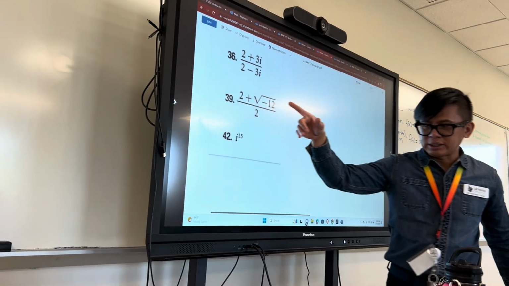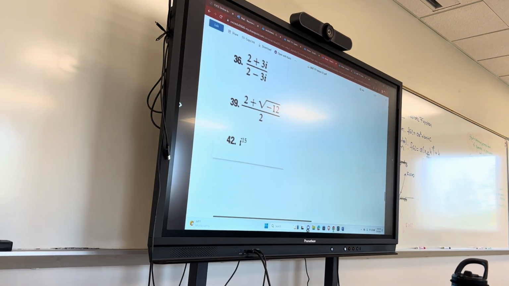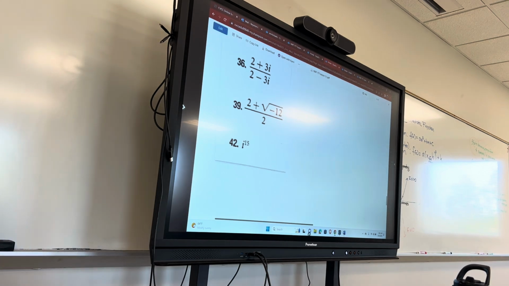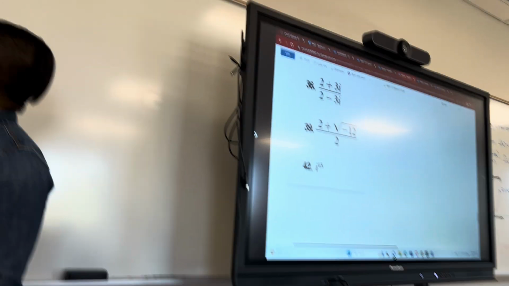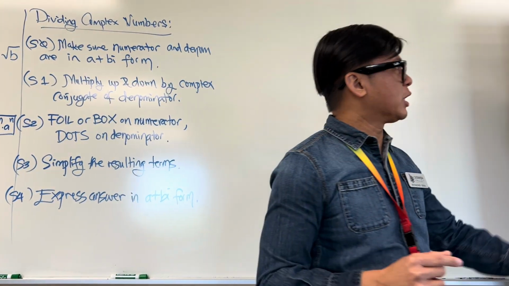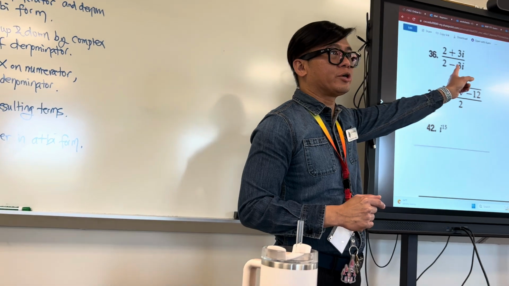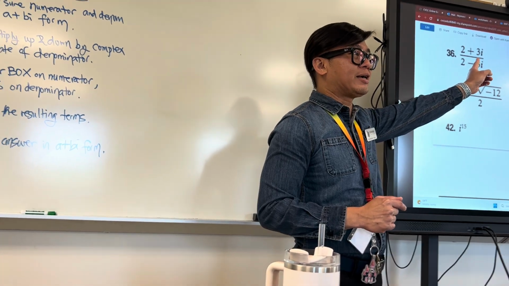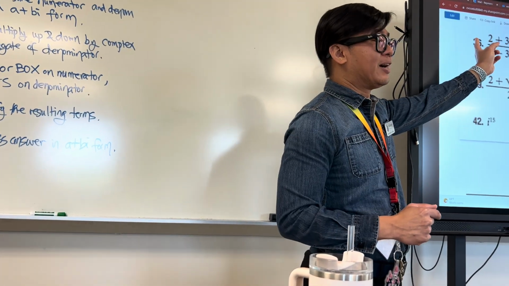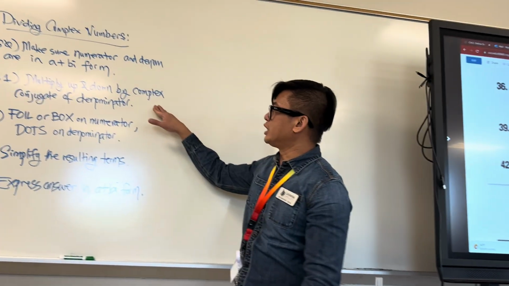Well, let's read our step 0 in here. What do we do first, okay? Cecilia, go ahead. Make the numerator and denominator are in a plus bi form. All right, are they both in a plus bi form? 36 and 36 in here, the numerator and denominator. What can you say, McKinsey? Yes, they are, right? 2 plus 3i, 2 minus 3i. So yes, check on step 0, right?